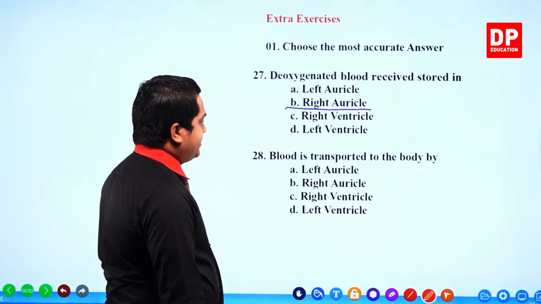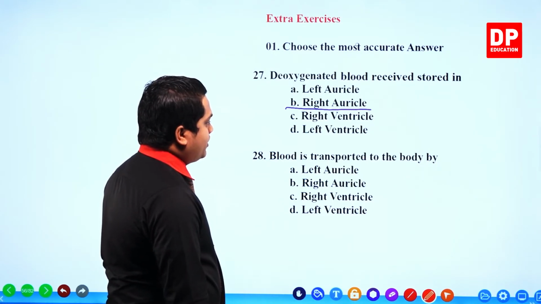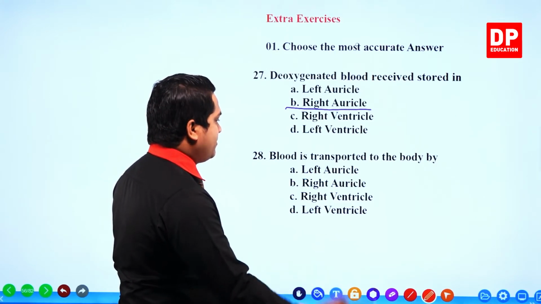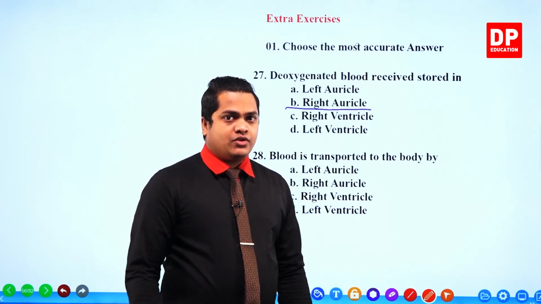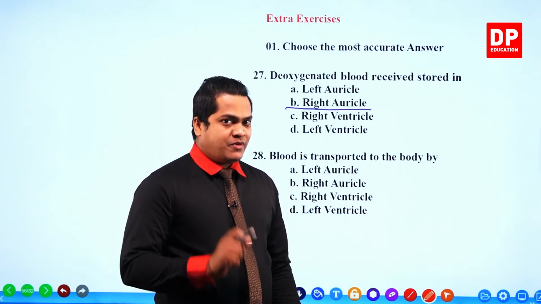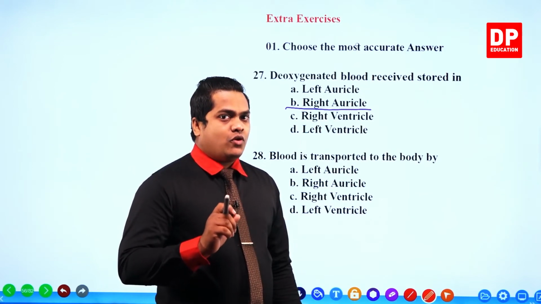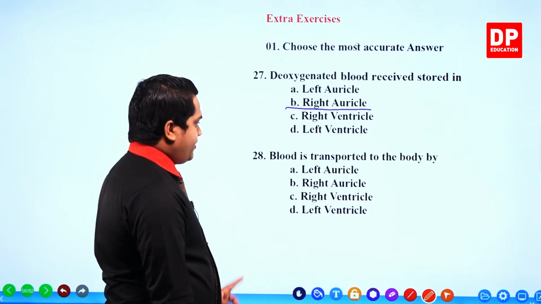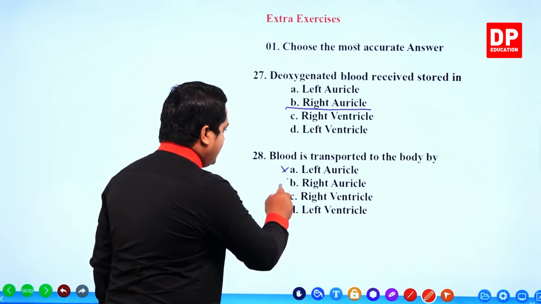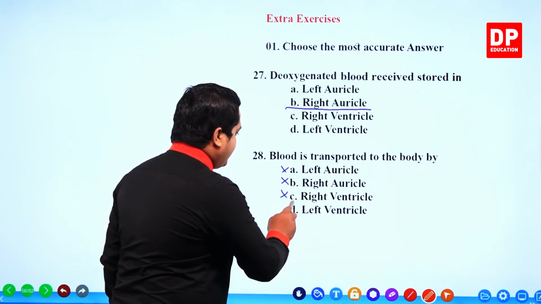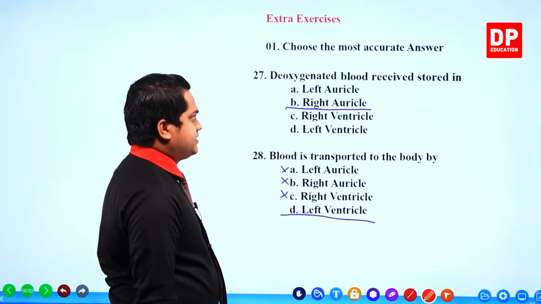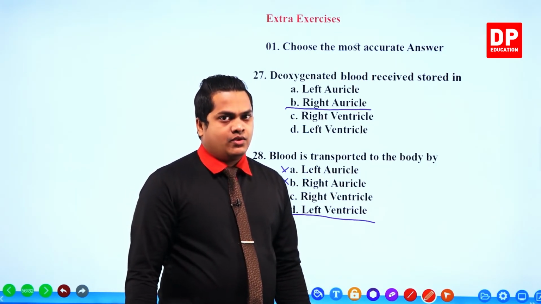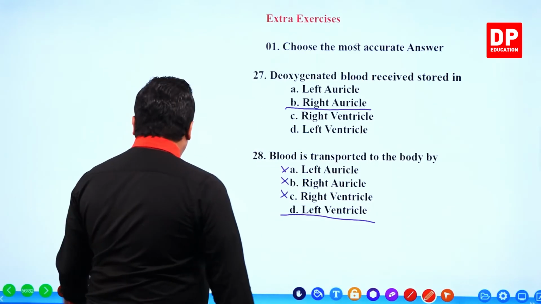Question number 28. Blood is transported to the body by. Now blood is transported to the body by the left hand side. Especially it is pumped by using the left ventricle. So left auricle incorrect, right auricle incorrect, right ventricle incorrect. Left ventricle is the answer. Left hand side, the ventricle.